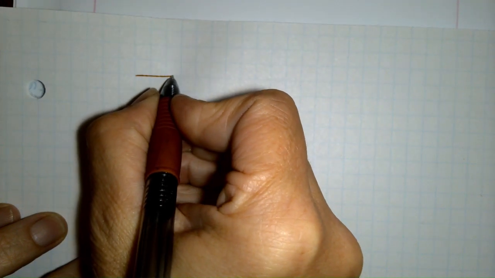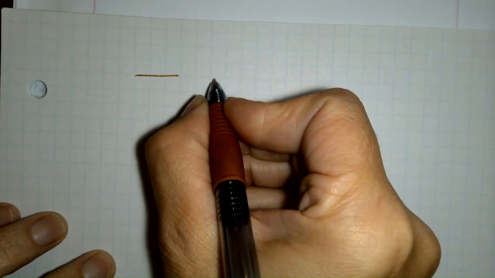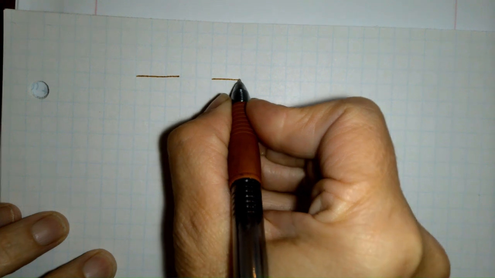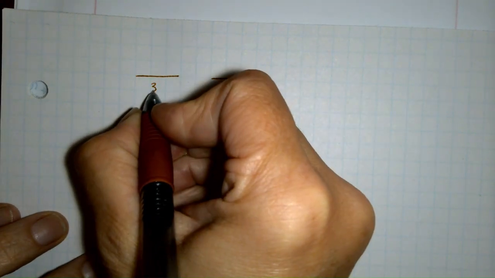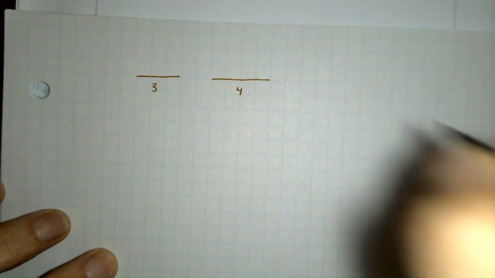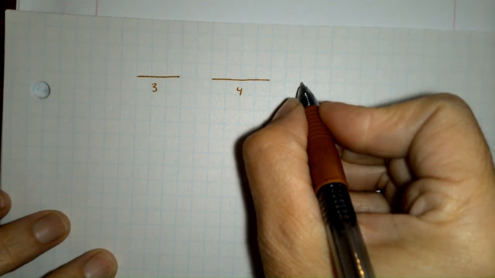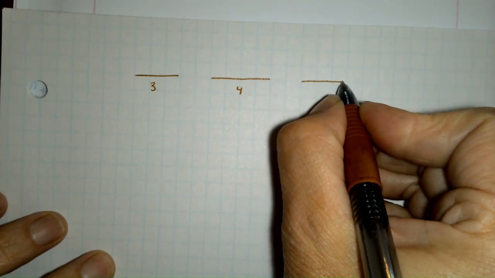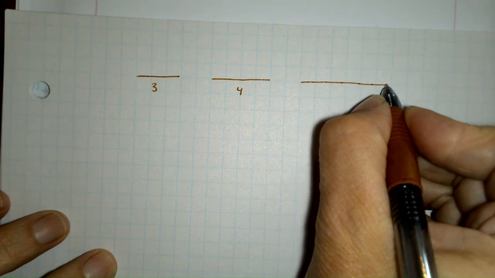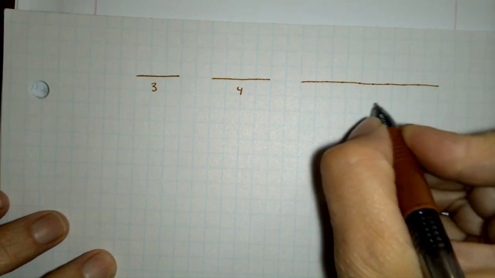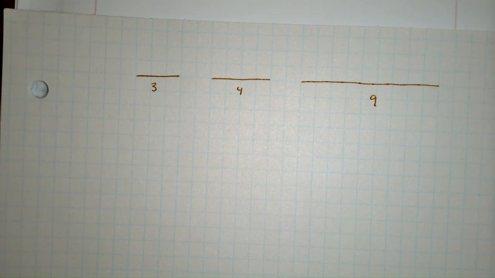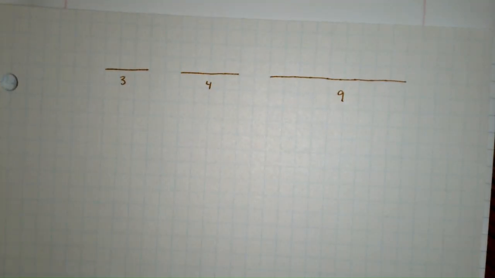So we're going to have one side that is 3 squares long, one side that is 1, 2, 3, 4 squares long, and I want to do that combined with one that is 9 squares long. 1, 2, 3, 4, 5, 6, 7, 8, 9. Okay, so I want to use those 3 sides and I want to make a triangle.